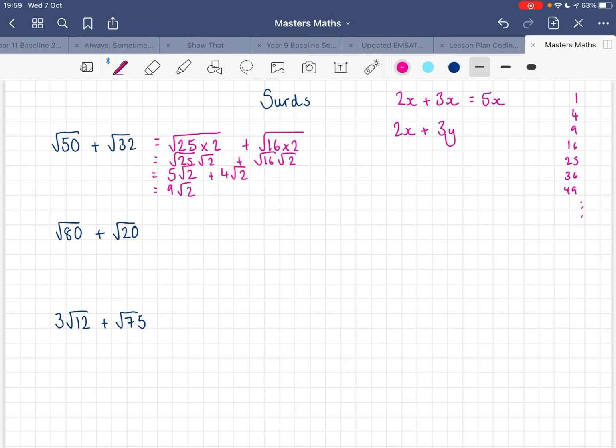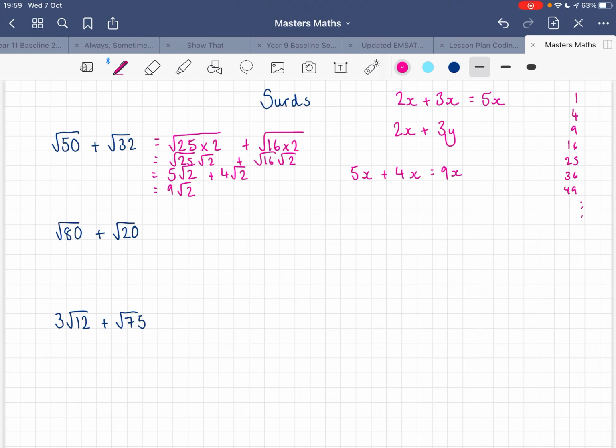Again, just like you would do with algebra, if you had 5x add 4x, it's 9x. You just add together the amount of x you have. Nothing else happens to the x. It doesn't become squared or anything like that. It's still just the amount of x that you have.